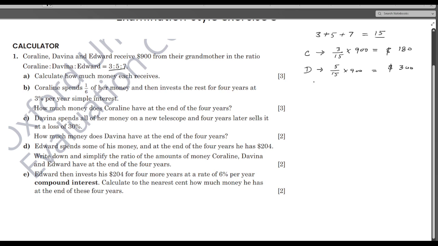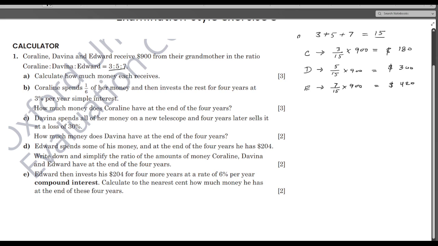And finally, Edward will receive 7 divided by 15 times 900. And this will be $420. Okay, first part done. Now second part, B part.